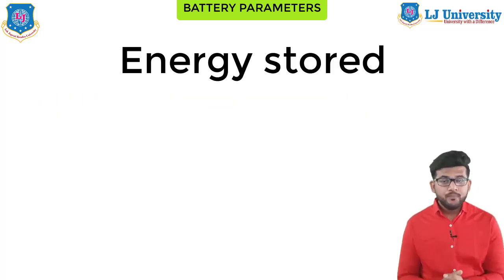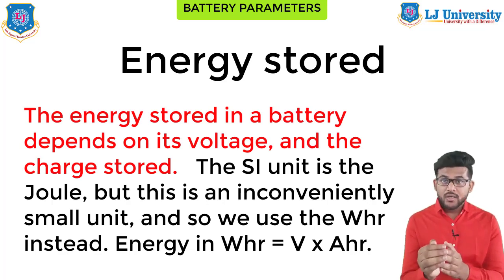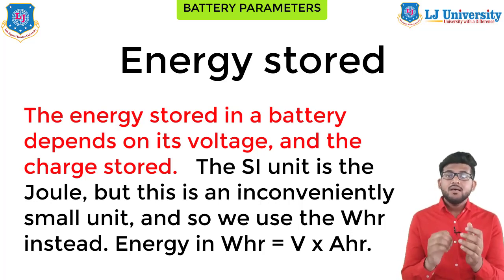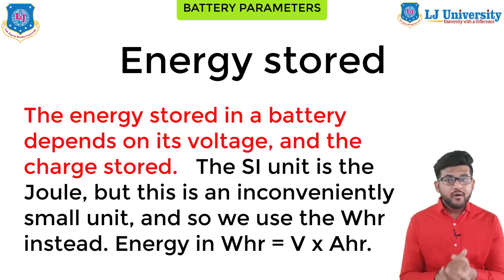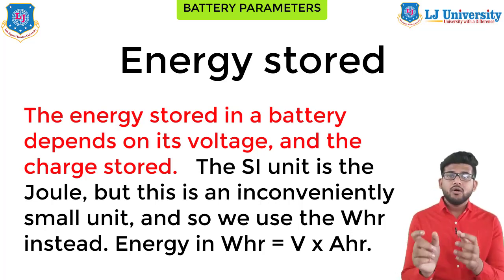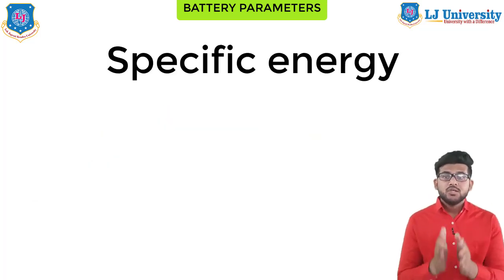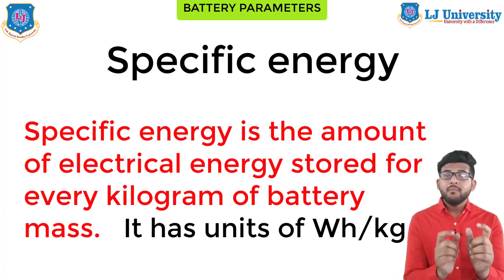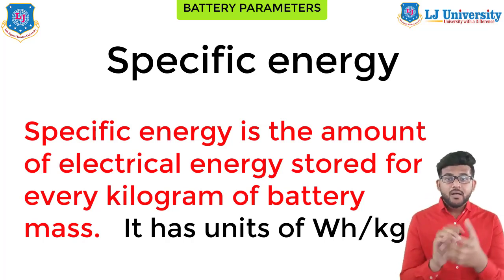Thereafter, energy stored. The energy stored in a battery depends on its voltage and also on the charge stored. The SI unit is the joule, but this is an unconventionally small unit, so we use the watt hour. So watt hour equals voltage times ampere hour. Next is specific energy. It is the amount of electrical energy stored for every kilogram of battery mass, and it is shown in watt hour per kg.